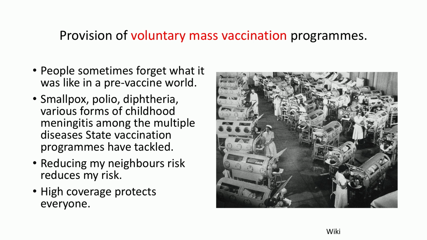This is another example where reducing my neighbour's risk, reducing my neighbour's children's risk, helps reduce my risk, helps reduce my children's risk. So this is a situation where voluntary vaccination programs, mass vaccination, helps protect everybody in society. And generally, for these kind of programs, the higher the coverage, the greater the protection for everybody, including those who have not yet been vaccinated.